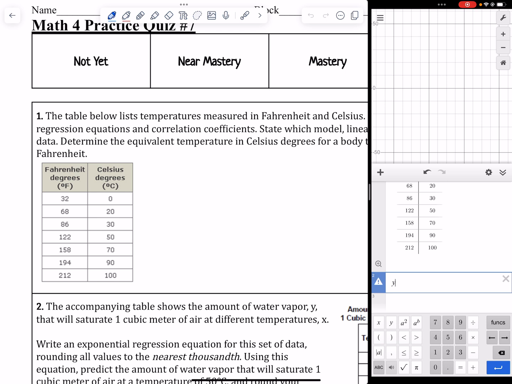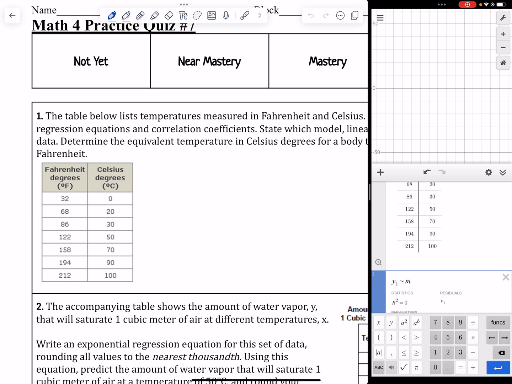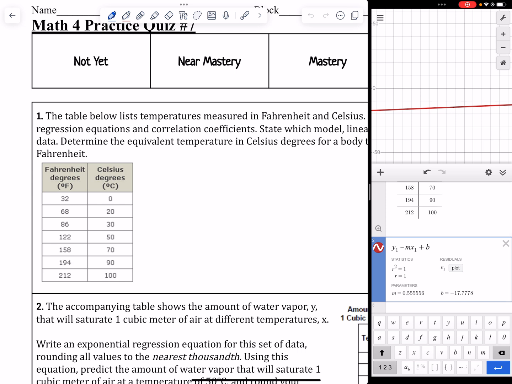So I'm going to put y sub 1 is approximately mx sub 1 plus b. So that'll be the linear one. So let's write that out. So I'm going to put linear is y equals 0.56, I'm just going to round to the nearest hundredth, x minus 17.78. And then the r square value equals 1 for linear.